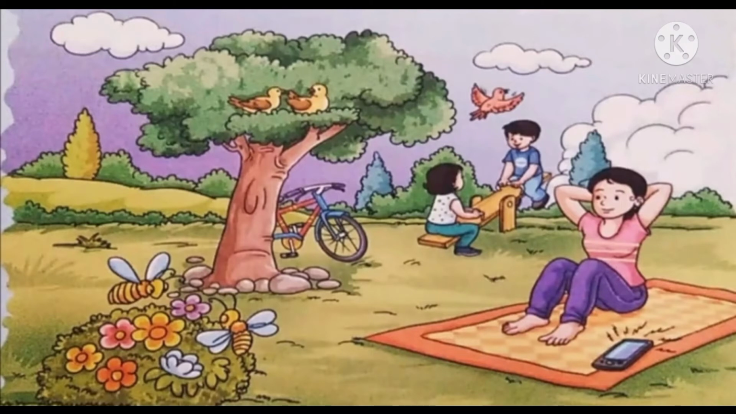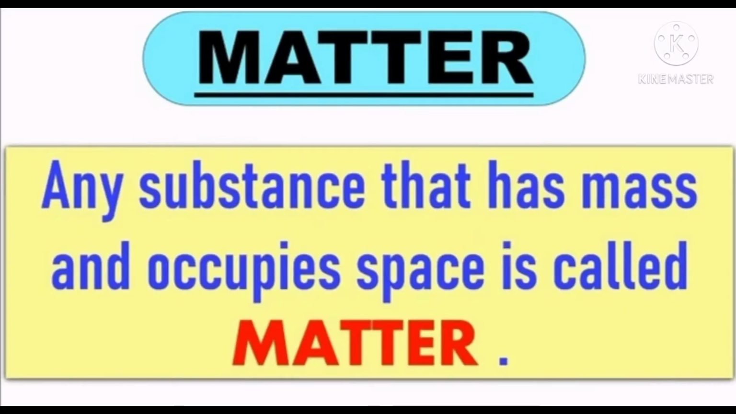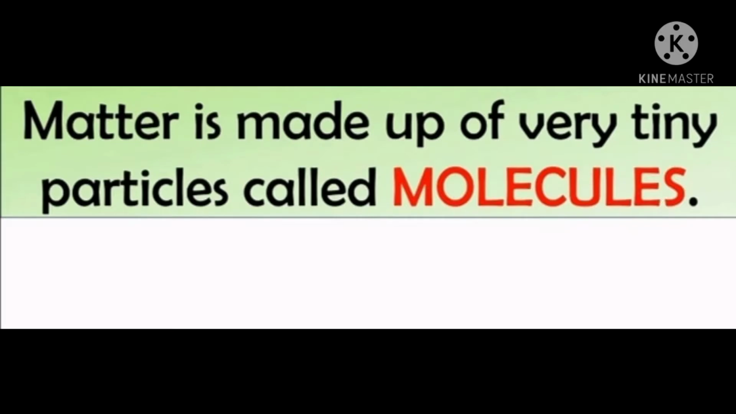So students, we are surrounded by many living and non-living things, and all these things take up space and mass. You can see things are made of wood, metal, plastic, glass, etc. All these things are given a common name called matter. So what is matter? Anything or substance that has mass and occupies space is called matter. Do you know that? Matter is made up of very tiny particles called molecules.